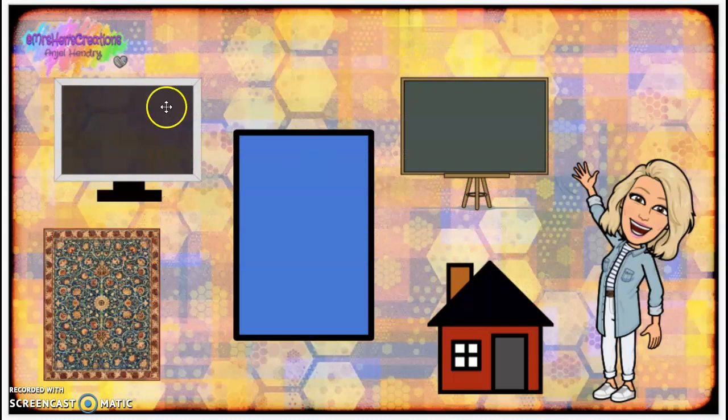All right, a rectangle. A TV screen, a whiteboard or a chalkboard. A rug can be a rectangle, and the doors of your house can be rectangles.